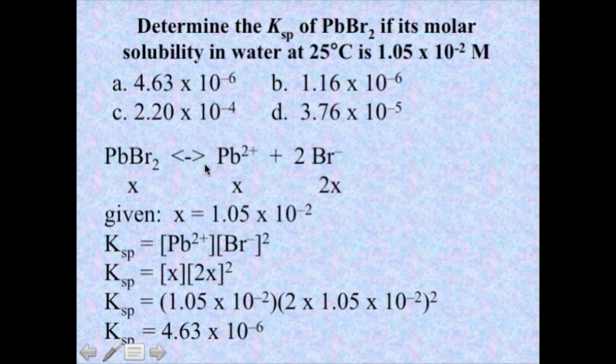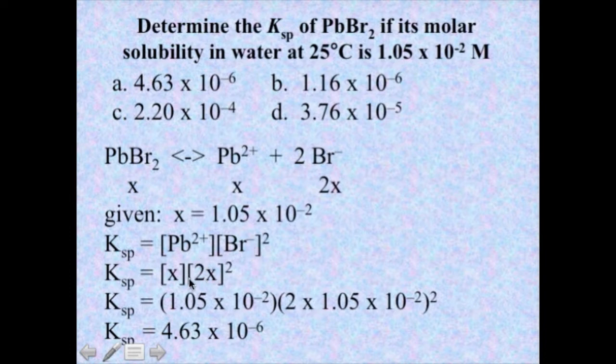Alright, so here's our equilibrium expression. Lead bromide breaks up to form lead ions and 2 bromide ions. So we'll let X be the molarity of lead bromide that dissolves at equilibrium, forming X molar of lead ion and 2X molar of bromide ion. And we're given that X equals 1.05 times 10 to the minus 2. So our mass action expression is solubility product equals lead ion concentration times bromide ion concentration squared, and we plug in X for the lead ion and 2X squared for the bromide ion concentration.